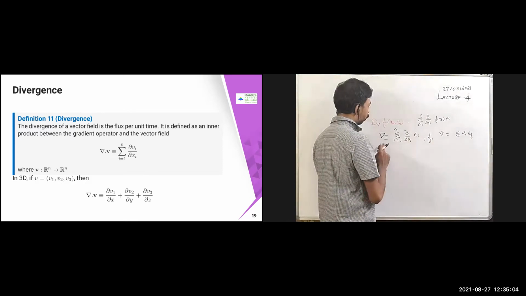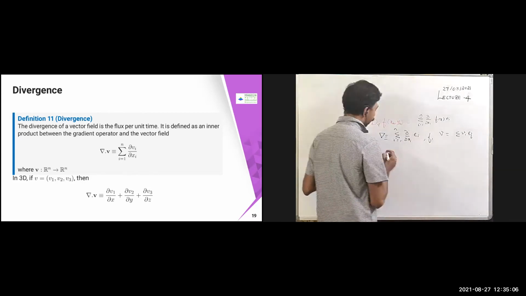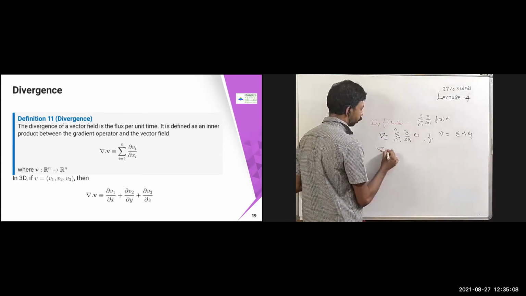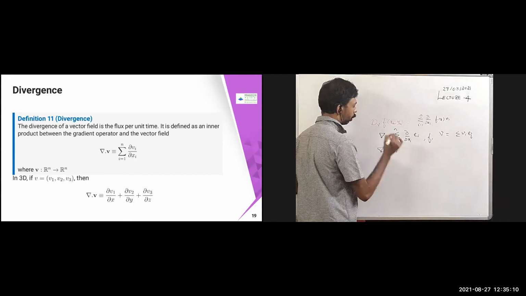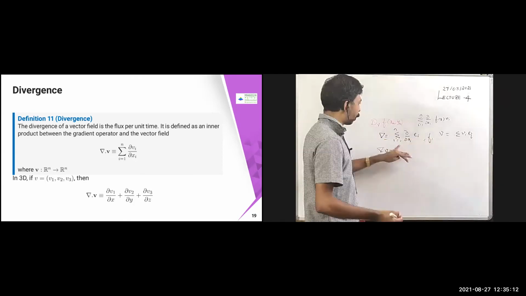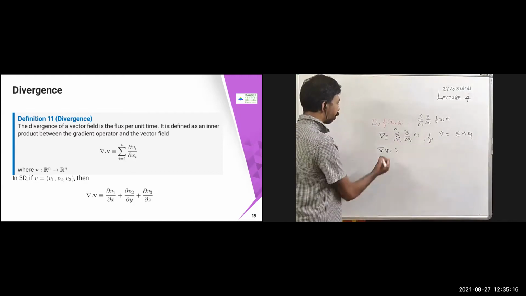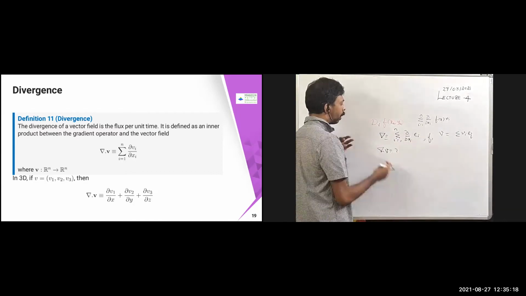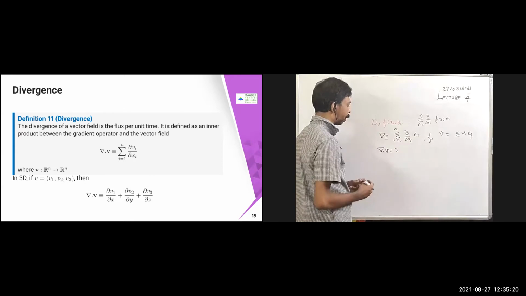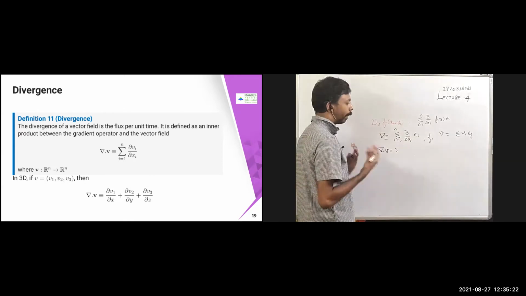Now this is a vector, this is a vector. Can you take del dot v? That is the next question. Because it is a vector, I can take a dot product, right? If I take the dot product, what can I get? I just have two vectors, so can I operate that and get some result? That is possible, and that is called divergence.